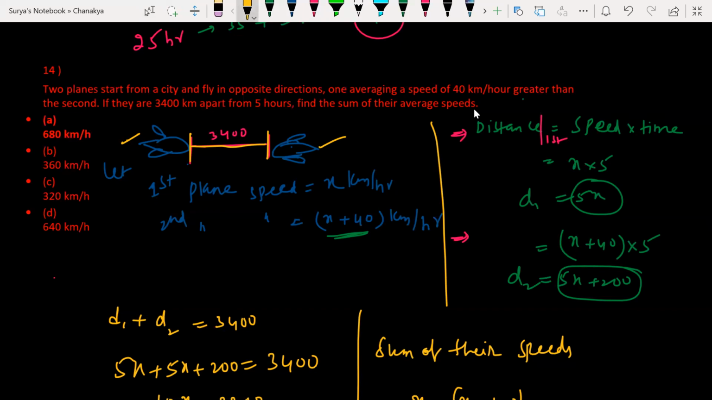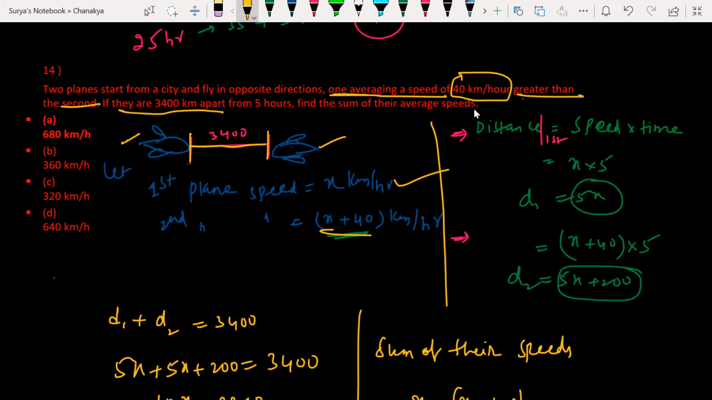They have average speeds. The average speed of the first plane is what? 40 kilometer per hour greater than the second one, which means if I take the first as x, the second will be x plus 40.